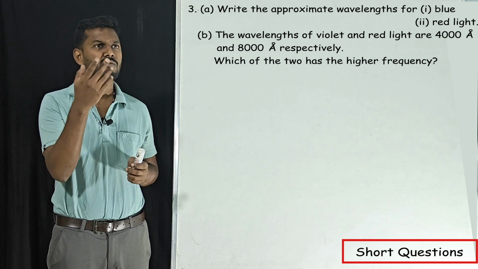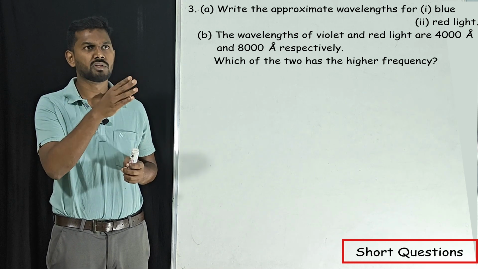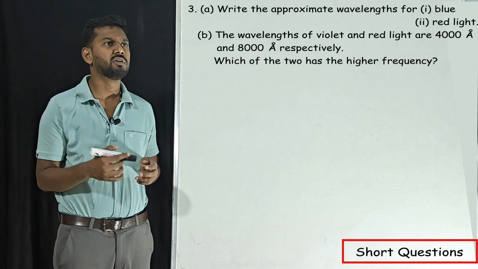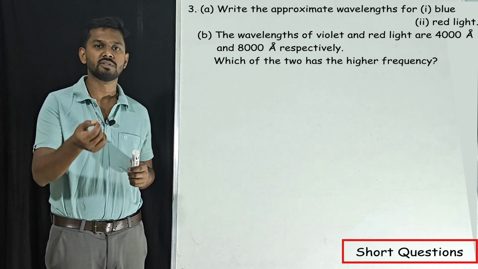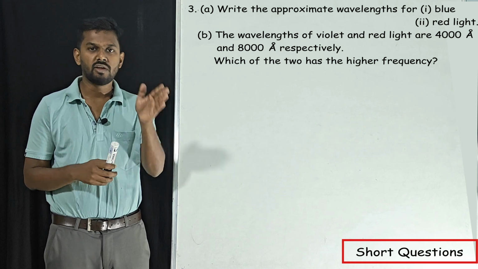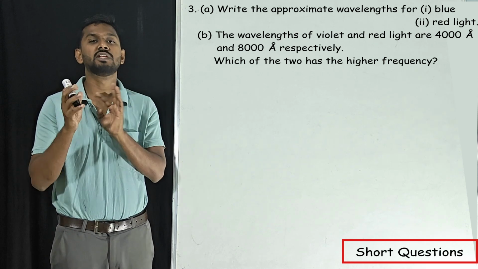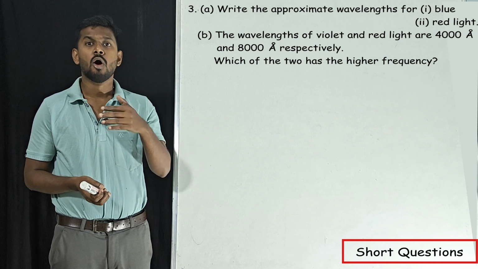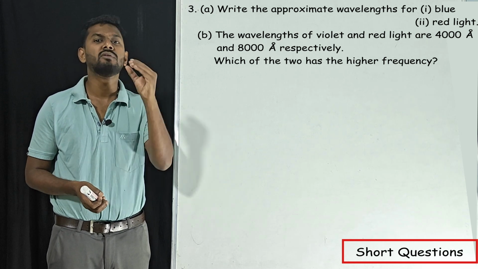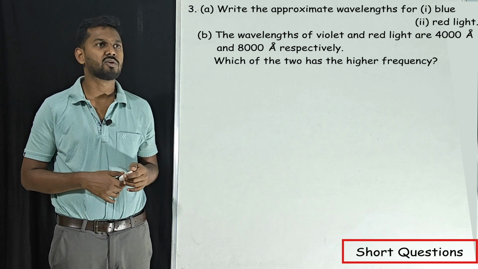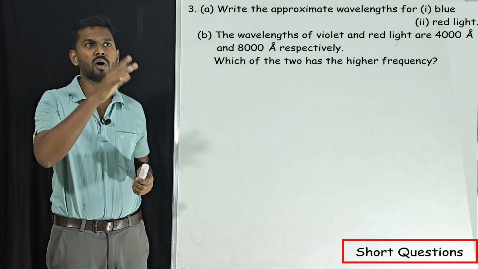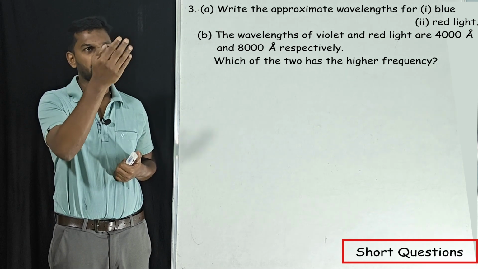Second one: the wavelengths of violet and red color are 4000 Angstrom and 8000 Angstrom respectively. Which of the two has the higher frequency? Keep one thing in mind: wavelength and frequencies are inversely proportional. So the color which has more wavelength will have less frequency. So what is their question? Which of the two has higher frequency?